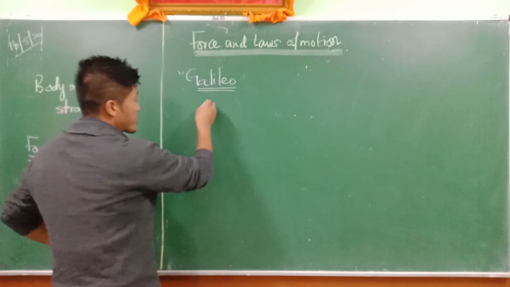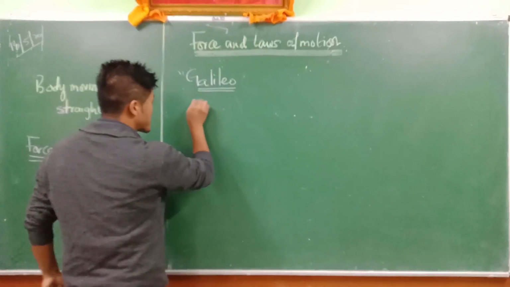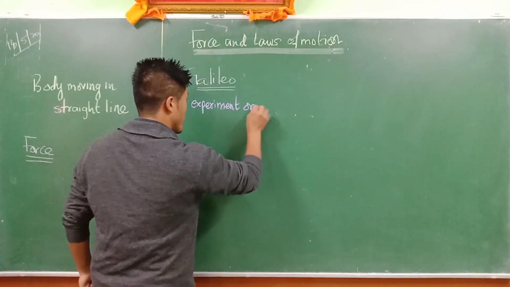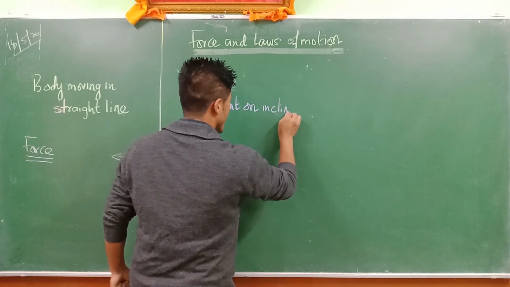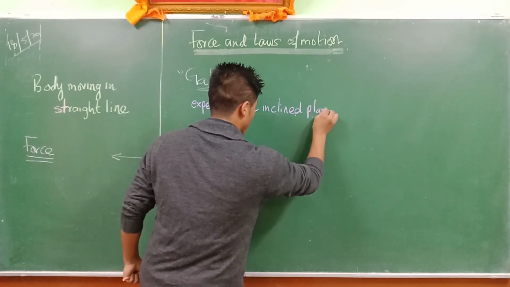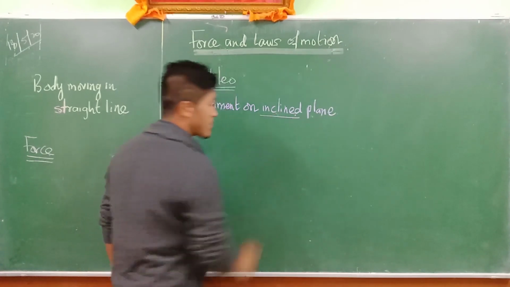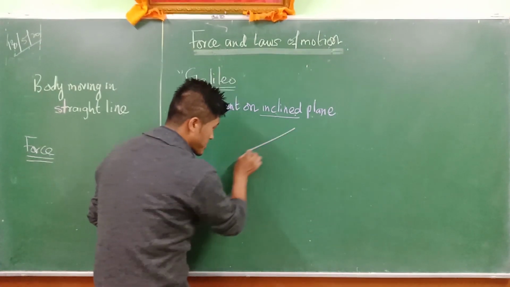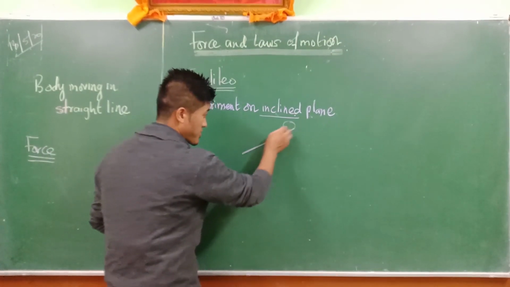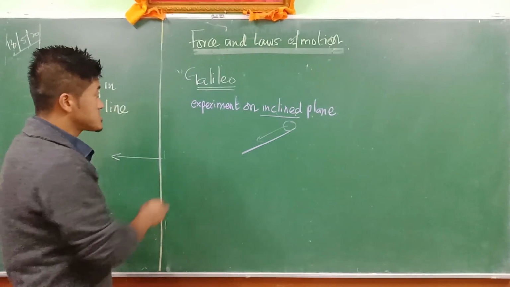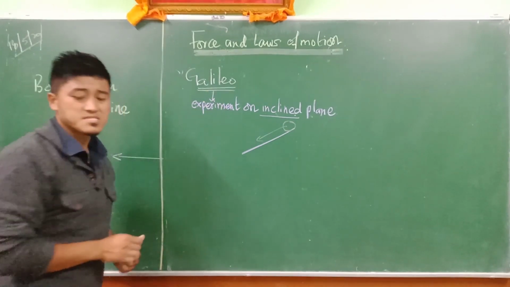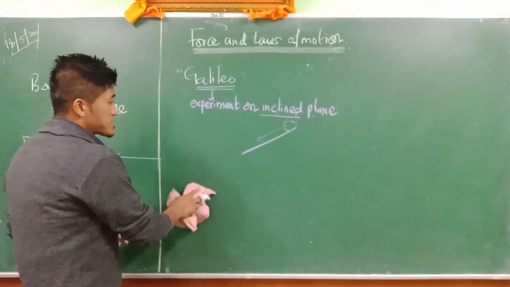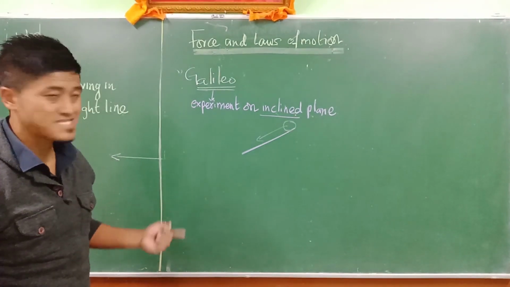He has done an experiment on an inclined plane. Galileo's experiment on an inclined plane. Now here, what is the meaning of incline? Incline means something like this kind of structure, where any kind of object will roll down, like this. Understand? So this guy Galileo, maybe in the 16th century, did a really beautiful experiment, and he gave one conclusion from that, and that conclusion is very much related with our lesson, right?